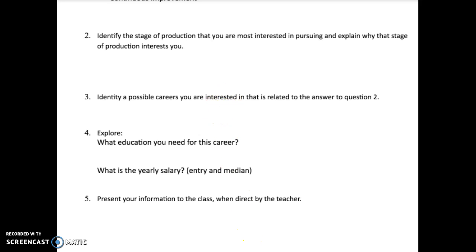Then we'd like you to identify a possible career that you're interested in relating to question 2. So once you've identified the stage of production, please go back through and think about what careers could relate to that. Then it's critically important that we understand the education for this career. What type of education do you need to have? Is it a 2-year? Is it a 4-year? Is it an apprentice program? Then what is the annual salary? Your teacher will direct you when to present this information to the class.